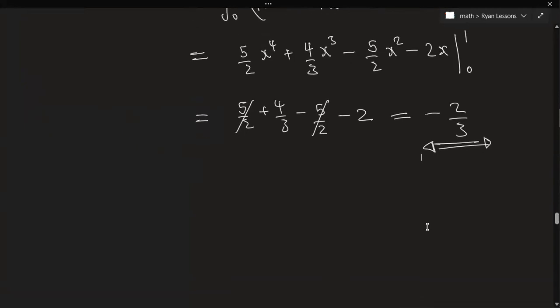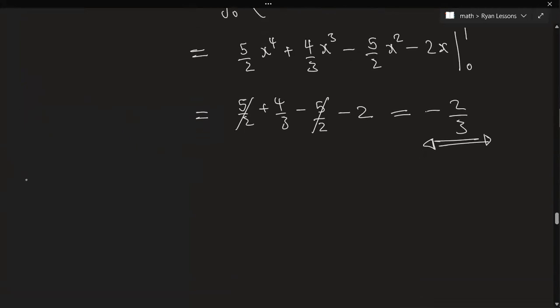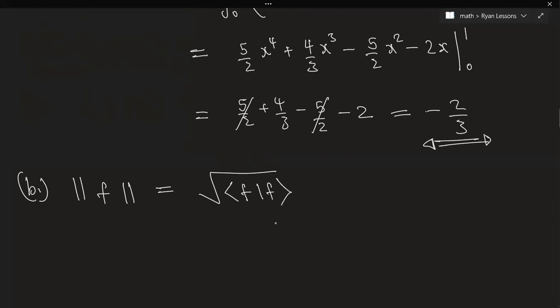Then the second question is asking for the norm of f. So we have to recall, how do we define the norm of f? We know it is the square root of the inner product of f with itself. So that's what we call the norm. So it means now first I have to evaluate what is underneath the root sign.